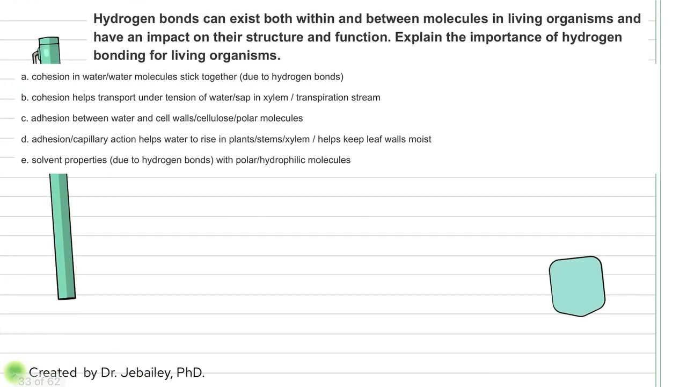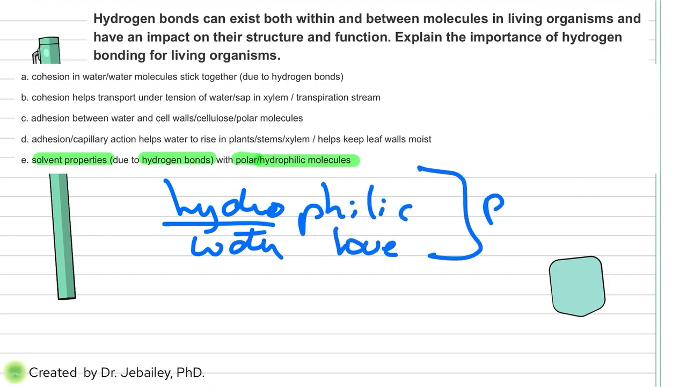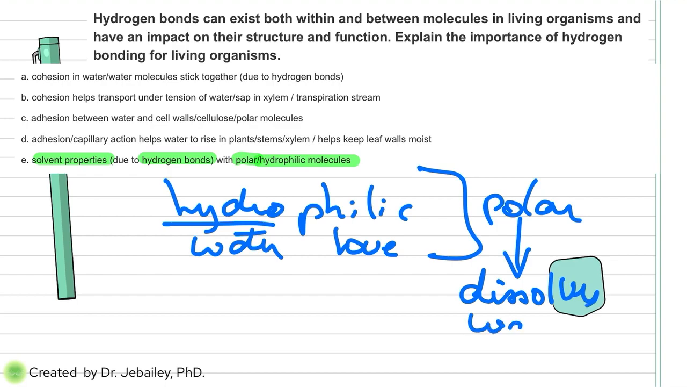We also have the solvent properties, as I mentioned, the hydrogen bonds, that it's polar, hydrophilic. Now, when we say hydrophilic, we're talking about the word hydro, which means water, and the word philic, which means love. So it loves water. So anything that is hydrophilic, for sure, it is polar. So if it's polar, that means it definitely dissolves in water.